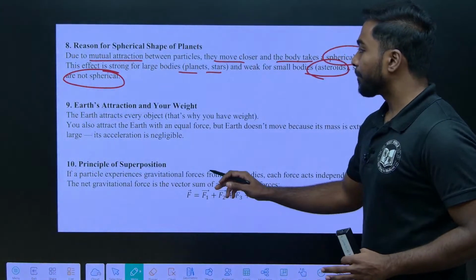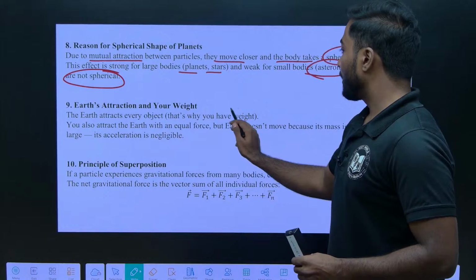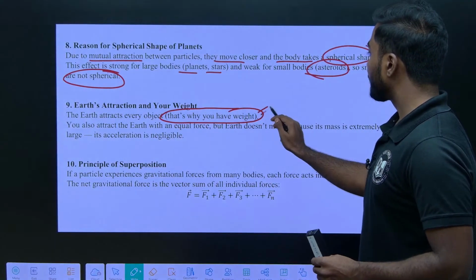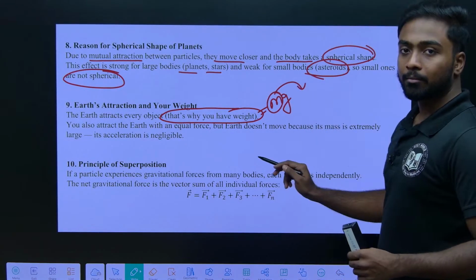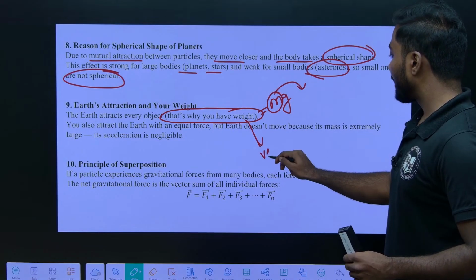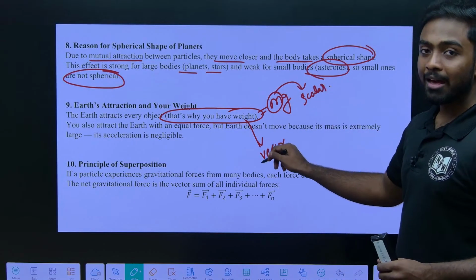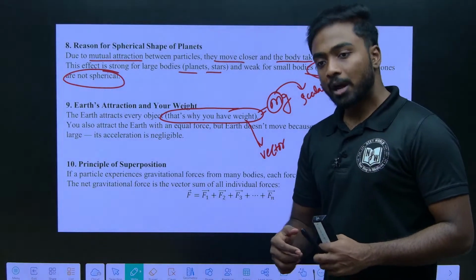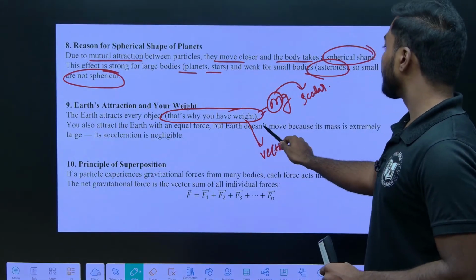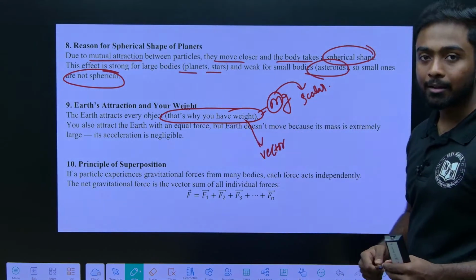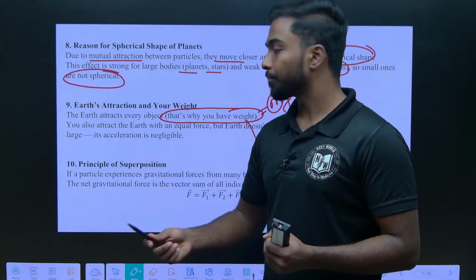Okay. So, the ninth point, Earth's attraction and your weight. Earth attracts every object, that is why you have weight. So what is the meaning of weight? It is mass into gravity, right? Mass is a scalar. Weight is a vector, because weight has a direction towards down, right? You also attract the earth with an equal force, but the earth doesn't move because its mass is extremely large. Only we move, because our mass is very low compared with the earth, so the earth's acceleration is negligible.